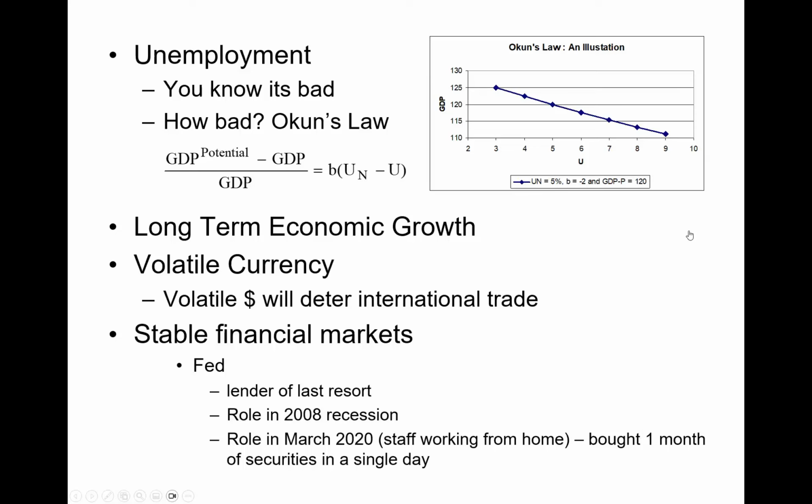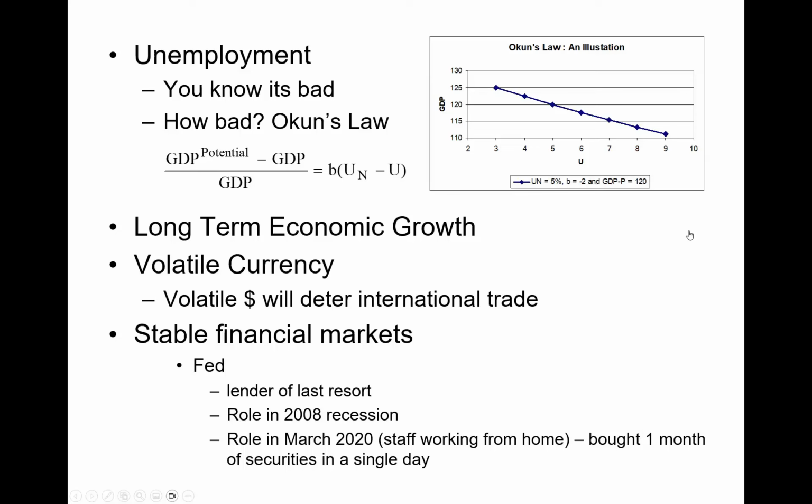So unemployment is bad, but it's also inversely proportional to GDP, and that is Okun's law. So the percentage difference of GDP from its potential, when the labor force is fully employed, as a percentage of the actual GDP is essentially a function of the difference of natural unemployment and the actual unemployment.